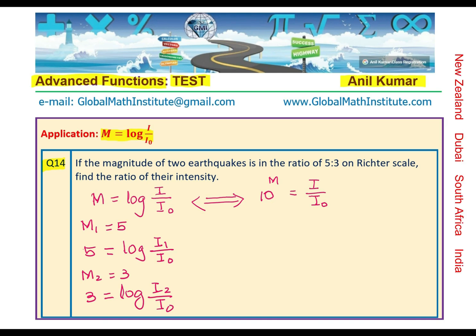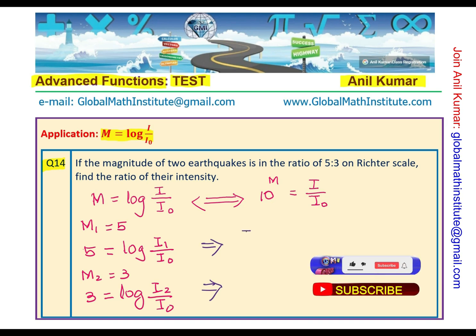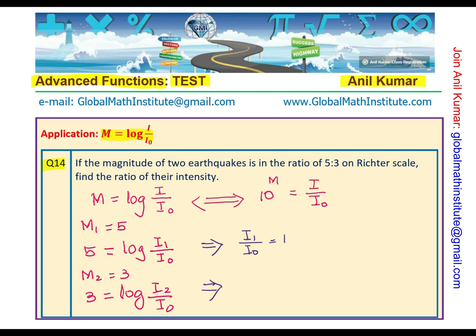Now, let's relate them because we want to find the ratio of intensity, basically I1 over I2. So let's rewrite them into the exponential forms, correct? Use this formula which I have given you. So we can write I1 over I0 is 10 to the power of 5. And here, the intensity of the second one with the standard intensity is 10 to the power of 3. Perfect.